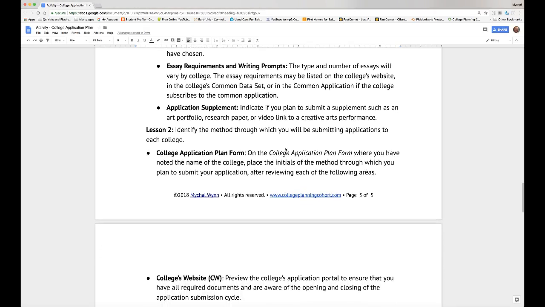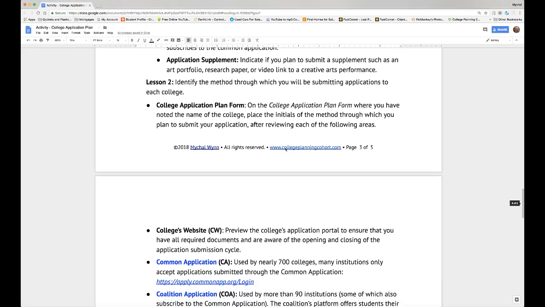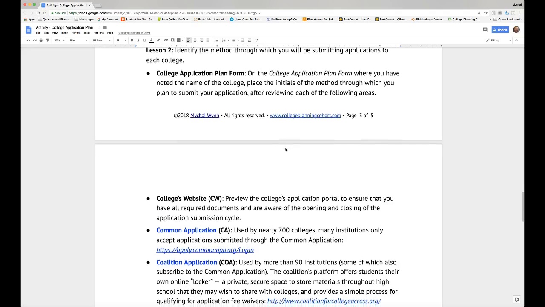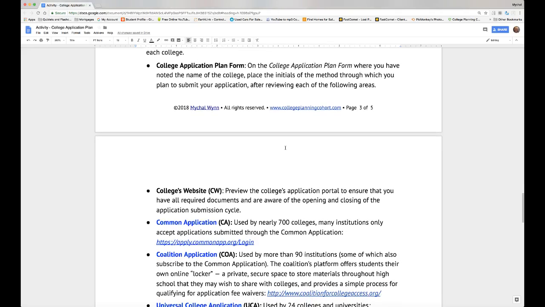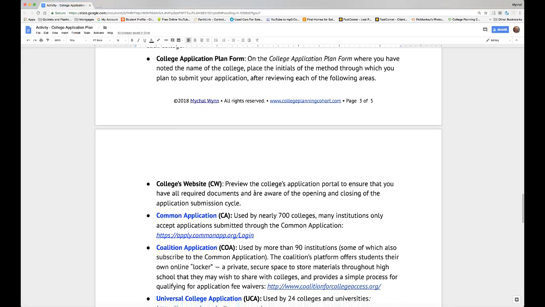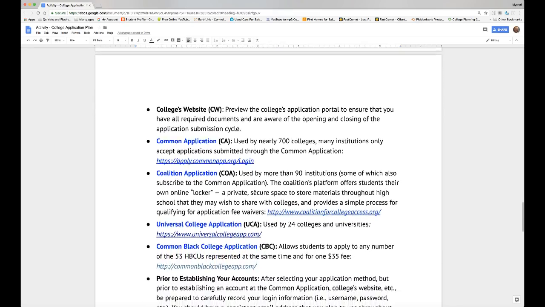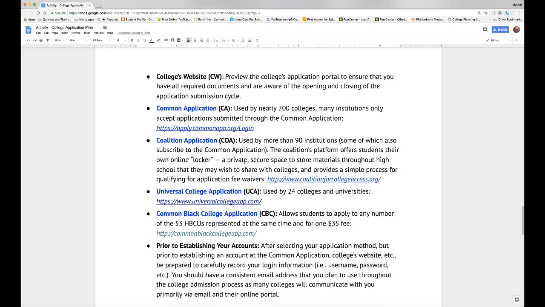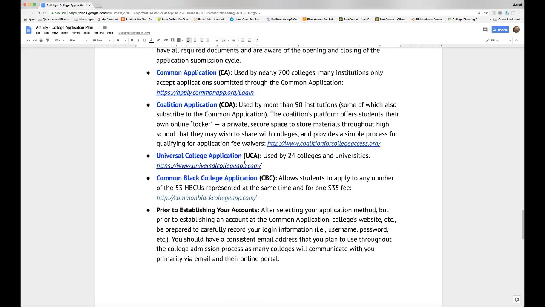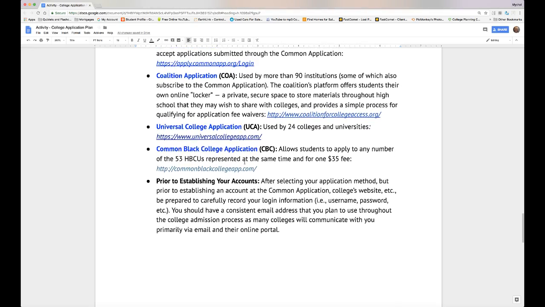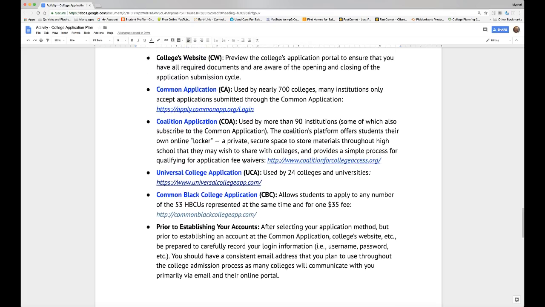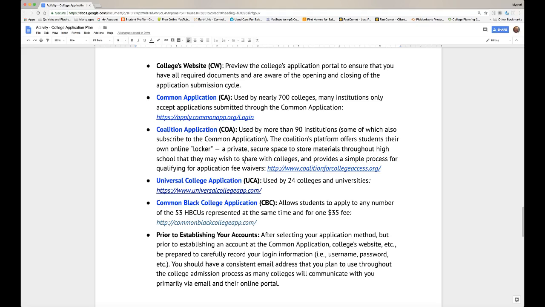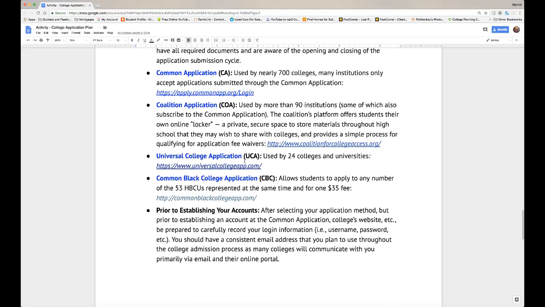After you've completed your college research sheet, you may then go on to identify the admissions process that you're going to utilize. Will you submit your application through the college's website? Will you submit your application through the common application? Will you submit it through the coalition application, the universal application, or the common black application? Whether or not you choose any of these will depend on the college itself. Some colleges will subscribe to one or more of these, and other colleges will only allow you to submit the application through their website.